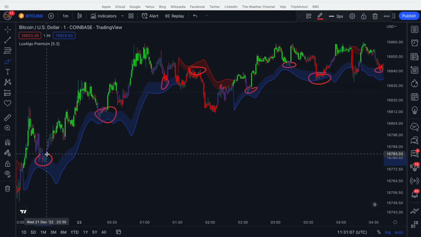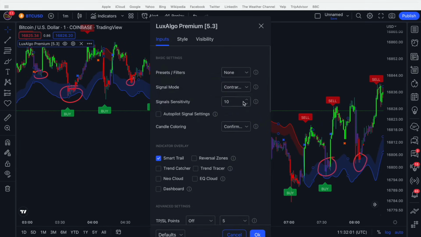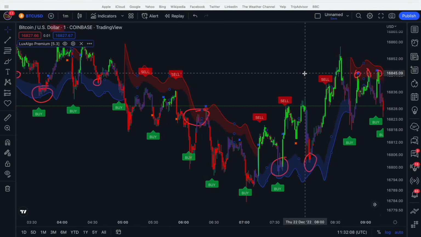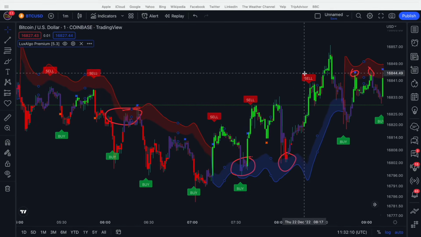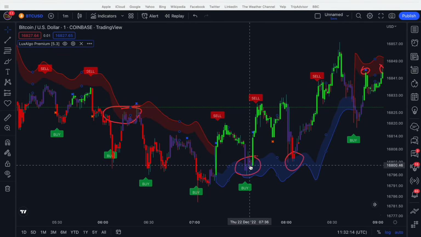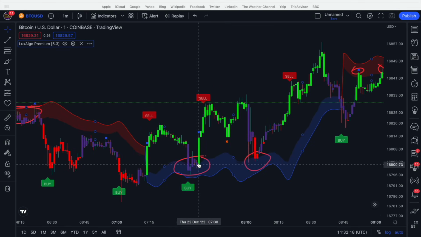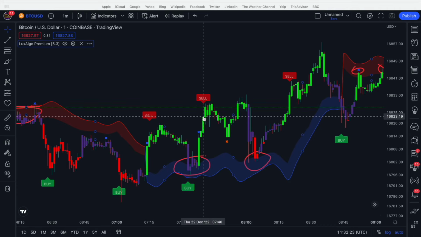So let me show you how you could incorporate that into a strategy. What I've done is I've loaded up the contrarian signals and I've set the sensitivity to 10. I want to use these signals as exits and take profits. So the strategy would be extremely simple. When the price enters the cloud, let's say a blue cloud, you want to enter a long position, and you take profit when it says sell, or when it basically wants you to exit a long and enter a short, but you only take profit here.